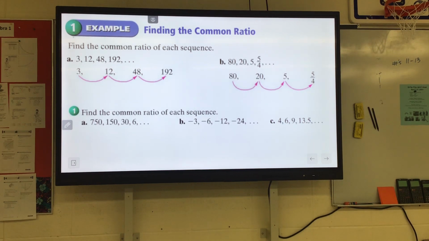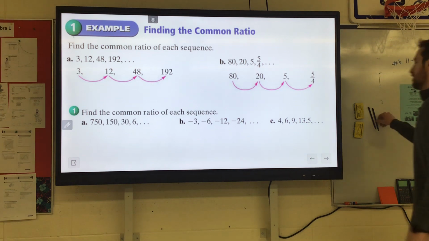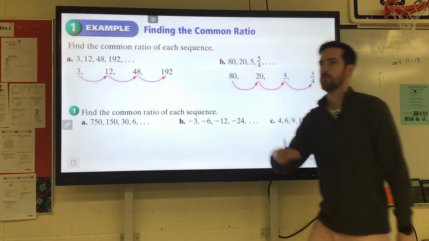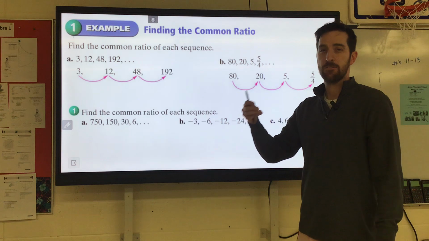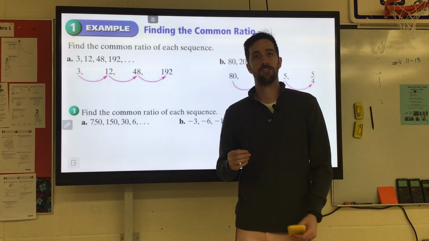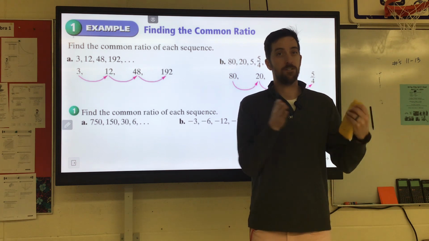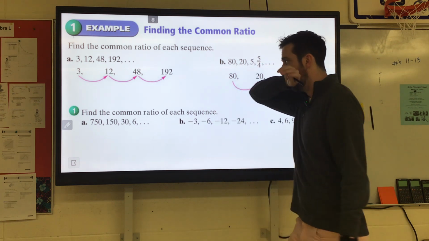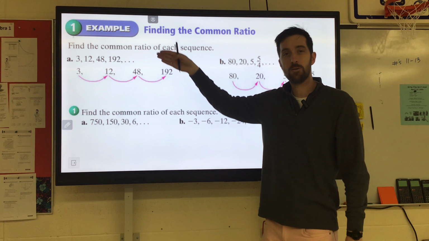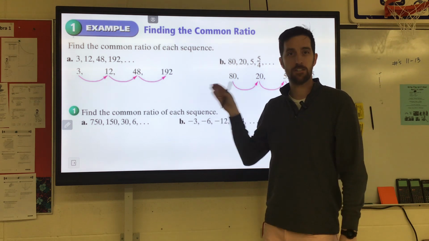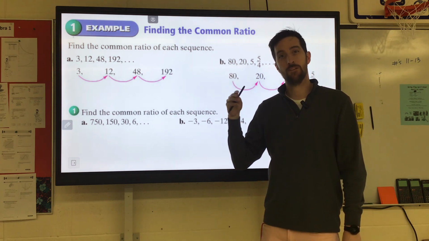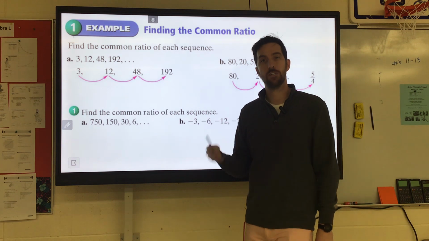Let's talk some geometric sequences. So a sequence is a set of numbers, and they're going to have a pattern. An arithmetic sequence, which we talked about earlier in the year, is when you are adding the same amount as you go down the line. Geometric sequences are where you're multiplying by the same amount each time as you go down the line. Now that number that you're multiplying by is called the common ratio.